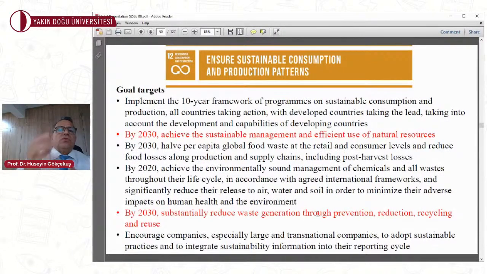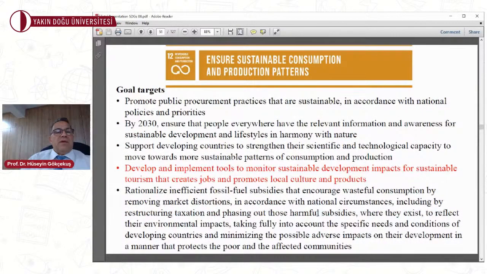And goal 12 targets. By 2030, achieve the sustainable management and efficient use of natural resources. By 2030, substantially reduce waste generation through prevention, reduction, recycling, and reuse. Develop and implement tools to monitor sustainable development impacts for sustainable tourism that creates jobs and promotes local culture and products.